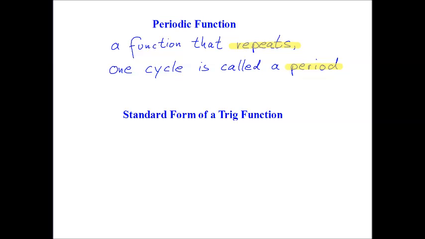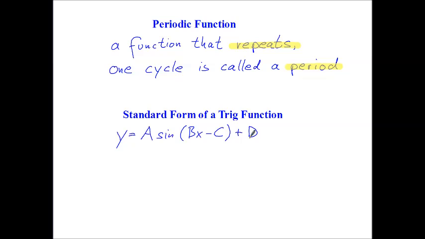So how do we write the standard form of a trig function? We write it using the same letters A, B, C, and D that we have used for other function families before. I'm going to write it down now for the sine function, but this standard form goes for all trigonometric functions. A times sine of bx minus c plus d.